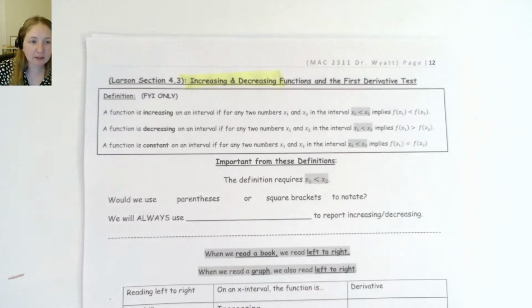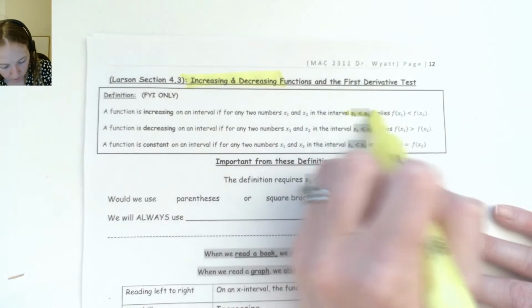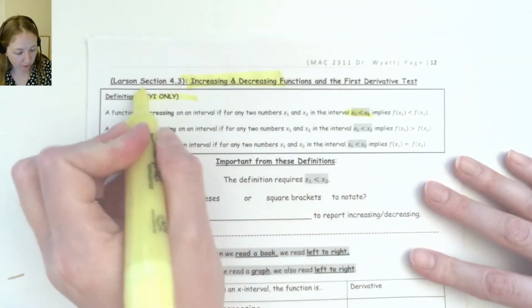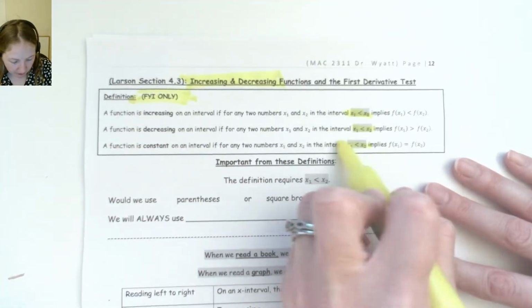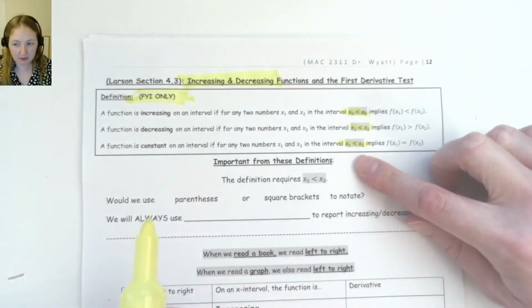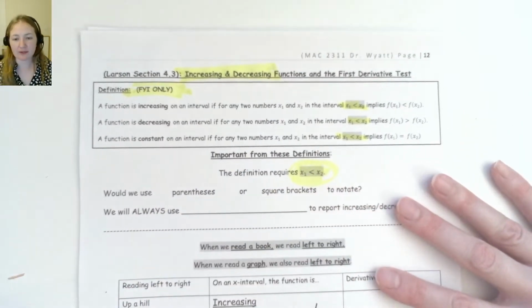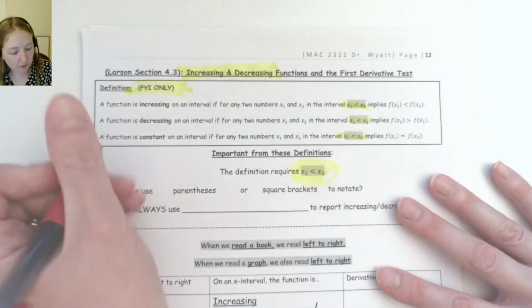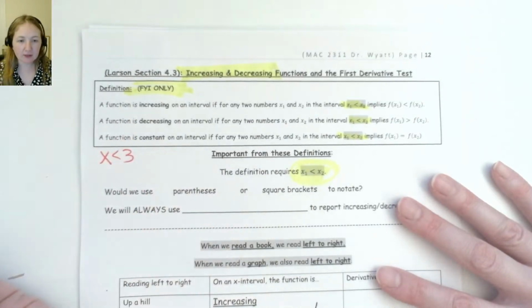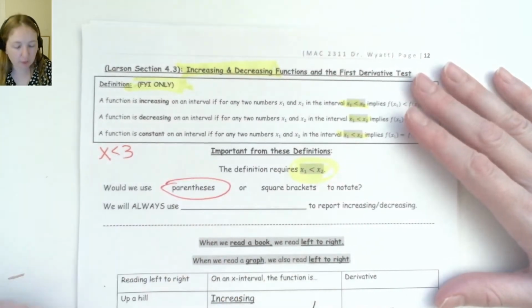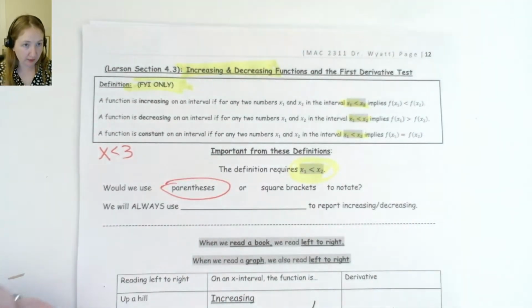When they define increasing and decreasing, they define it for x1 strictly less than x2. And this is purely for your information, but the definitions of increasing, decreasing, and constant all three have this x1 strictly less than x2. So if you think about x is less than 3, how you would draw that inequality, you are going to use parentheses, right? If it's a strictly less than interval, you use parentheses.